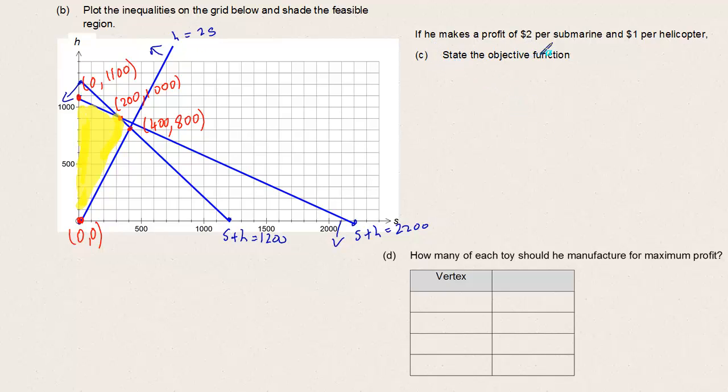Now he makes a profit of $2 per submarine and $1 per helicopter. State the objective function. So if we use P for profit, he's getting $2 for every submarine sold and $1 for every helicopter. So his profit function is going to be P equals 2S plus H. How many of each toy should he make for the maximum profit? So we know that P is equal to 2S plus H, and we need to evaluate that for each of our vertices.